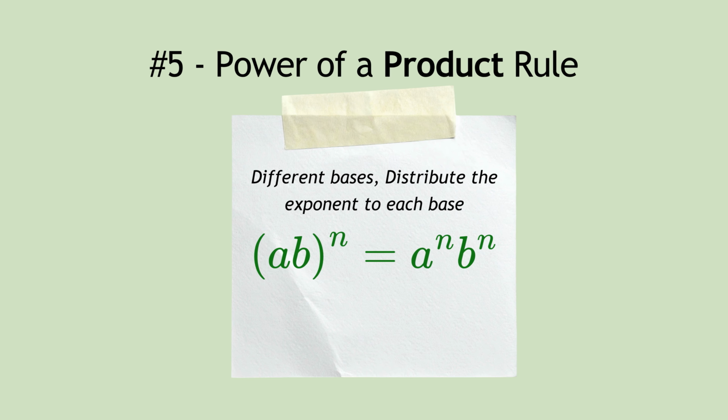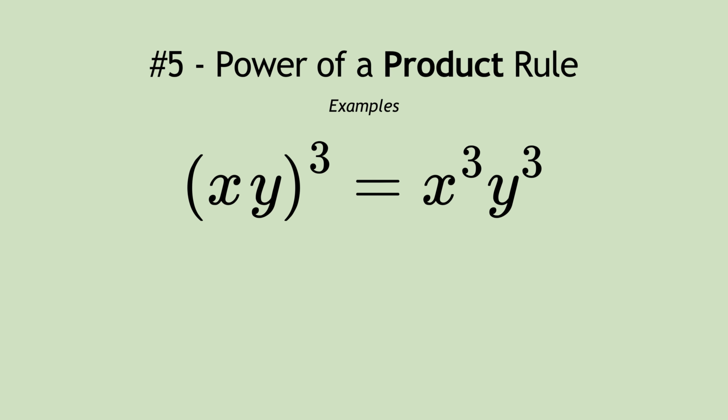Rule number 5, power of a product rule. It's really similar to the power of a power rule, but this time we have products inside of the parentheses, which means we have two bases. So we have different bases. We're going to distribute the exponent to each base. So in our formula, we have a times b to the power of n. What we're going to do is separate the bases and apply the exponent to each base. So our answer is going to be a to the power of n times b to the power of n. Let's look at some examples.